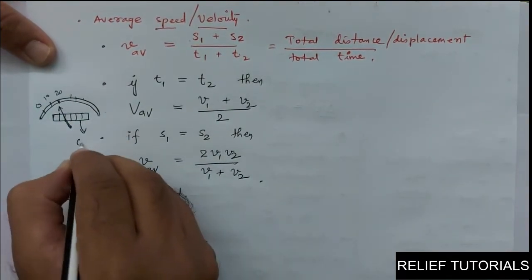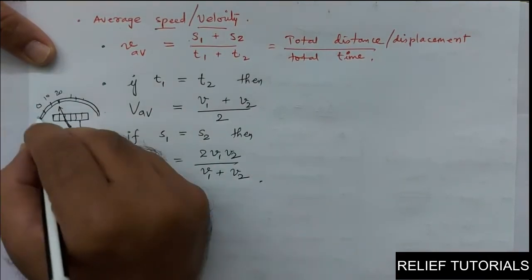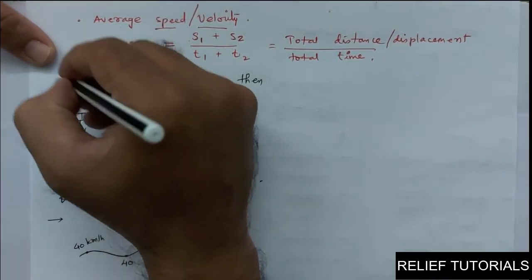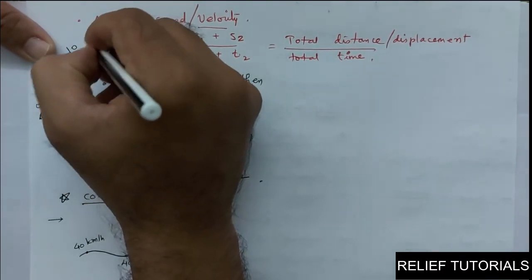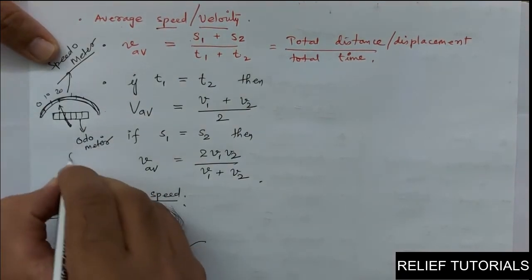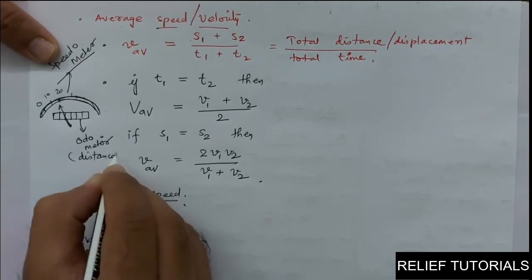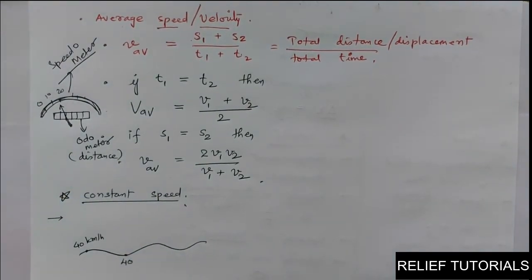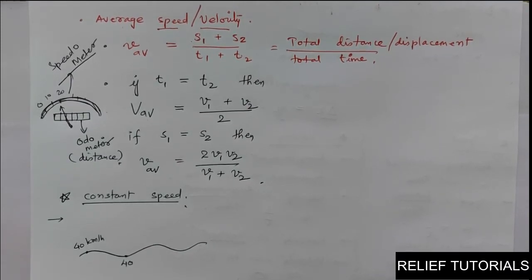This is called as odometer. And this is called as speedometer. Speedometer shows speed and odometer shows distance traveled by the vehicle. Odometer shows distance traveled by vehicle and speedometer shows speed of the body, speed of the particle at that time.